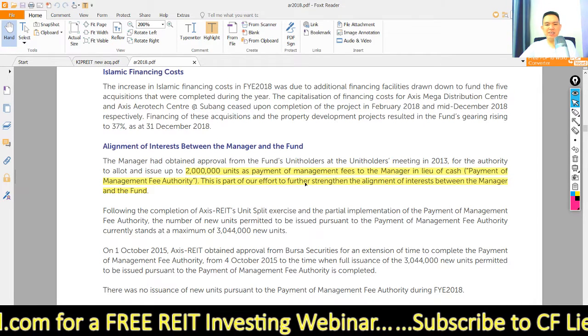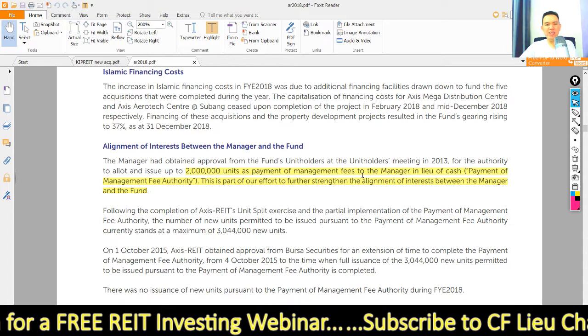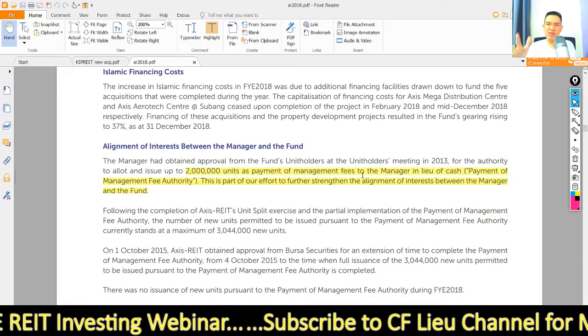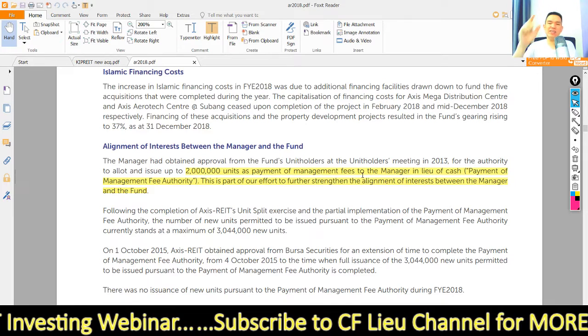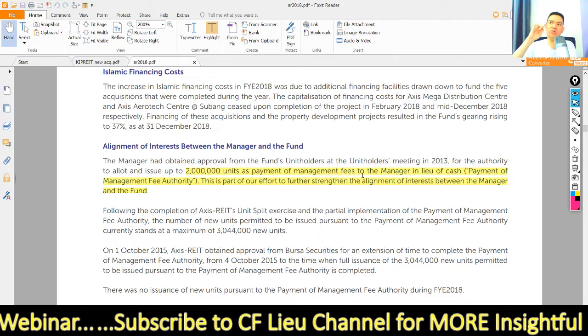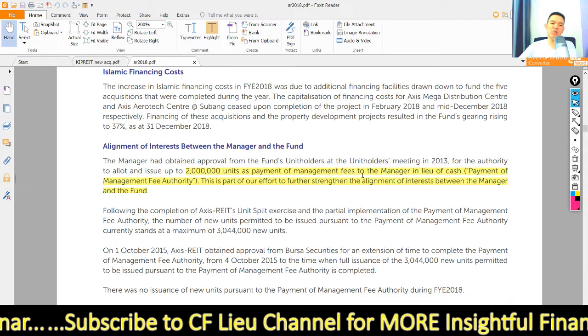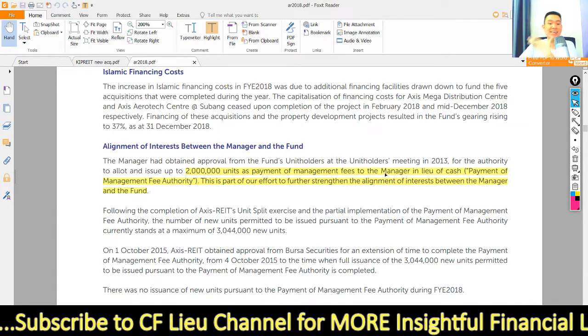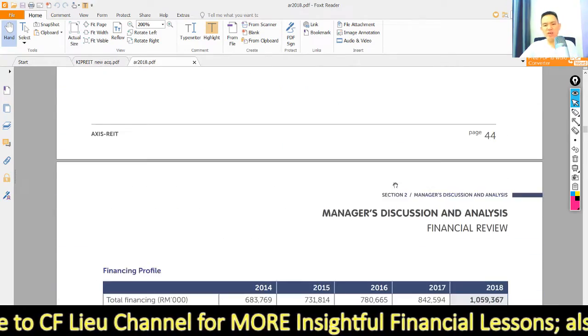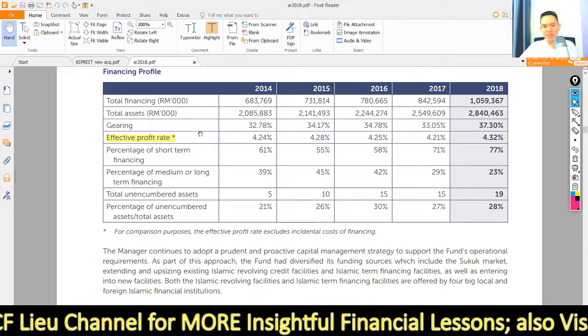The manager is paid in fees, the management fee, not in ringgit and cent, but in fees. So there's alignment of interest. Again, in the course I cover this in detail, how they want to structure the fees and all that, so that there's alignment of interest between the investor, the minority investor, and the REIT manager. So moving on to this one, effective profit rate.